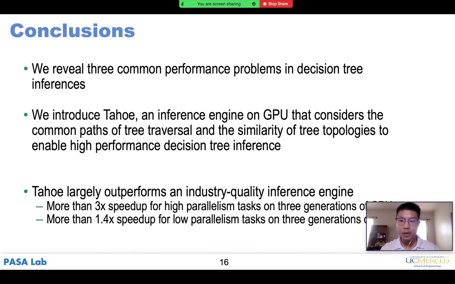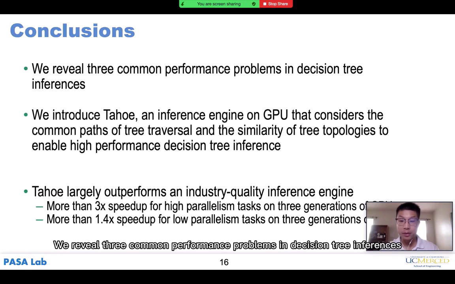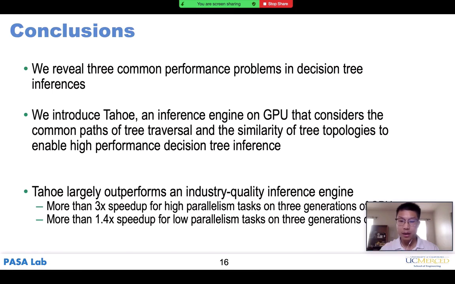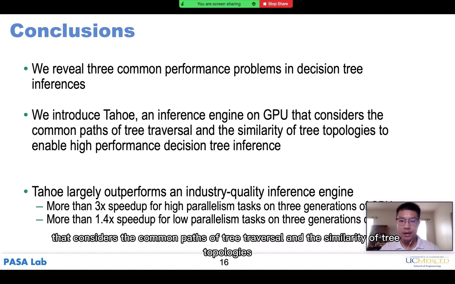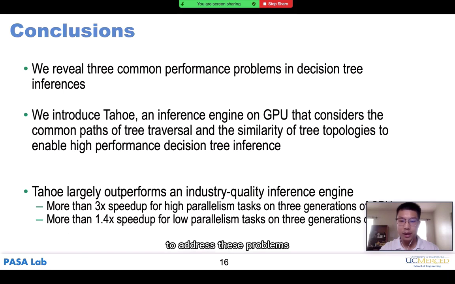In conclusion, we reveal 3 common performance problems in decision tree inference. We introduce Tahoe, an inference engine on GPU that considers the common paths of tree traversal and the similarity of tree topologies to address these problems. Tahoe largely outperforms an industry-quality inference engine.